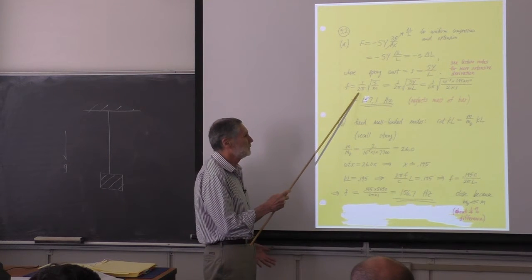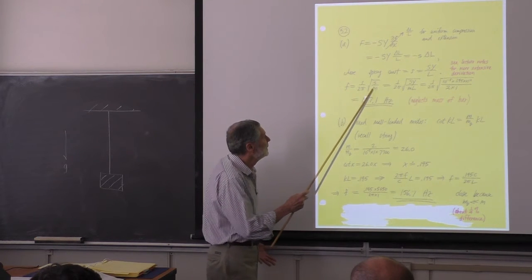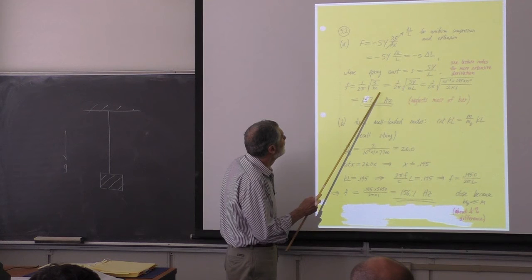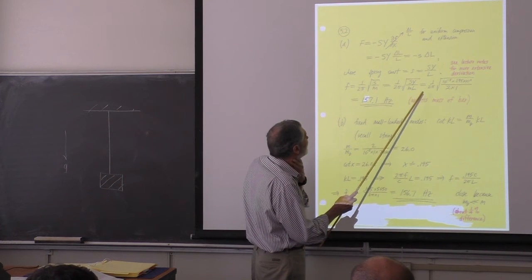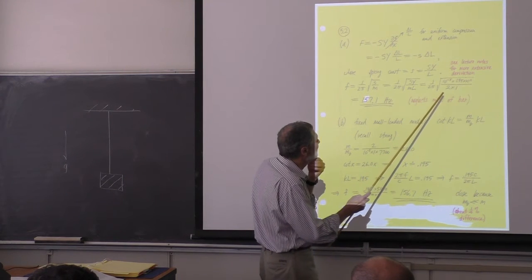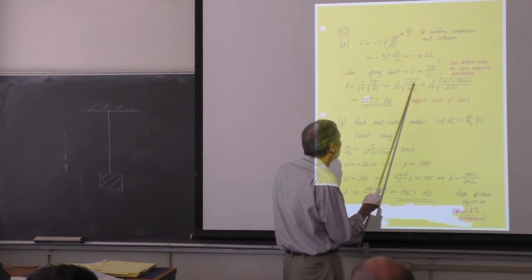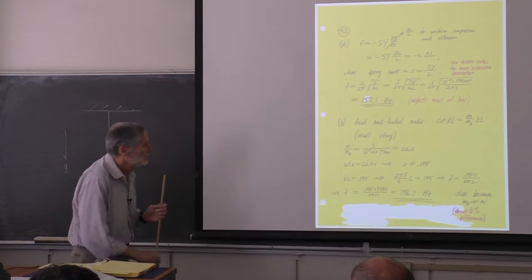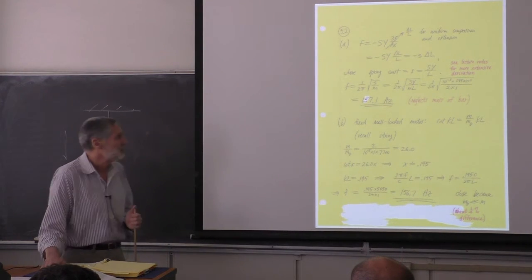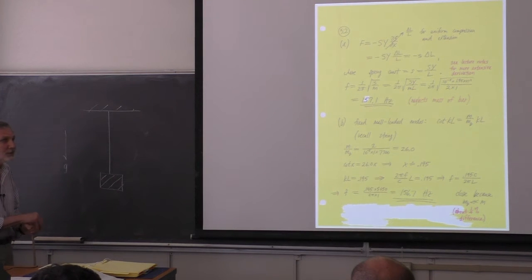So this is the frequency of a mass on a spring. We know the spring constant. We know the mass, right? So we can just plug the numbers in here. Again, looking up at the appendix, I went to the Young's modulus, and we get this frequency. Okay, so that's part A. Any questions about part A?